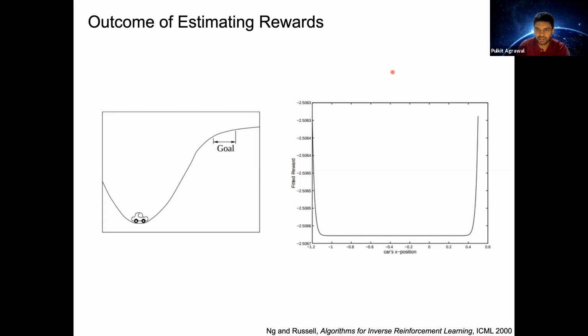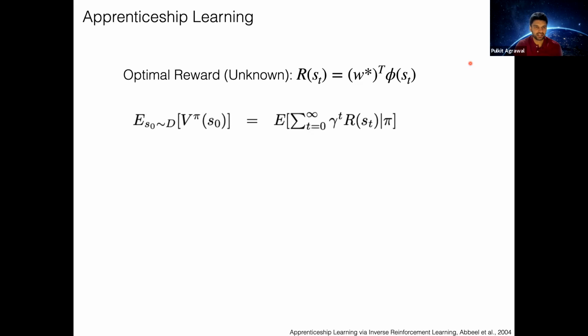So now, let's move ahead and see a slightly different interpretation of the same IRL phenomena that we have been discussing. So assume again that my reward function is a linear function of the features, where this W star is for the optimal reward function, which is unknown to us. And we are trying to estimate the value function, and this is how we write it, a value function for policy pi.